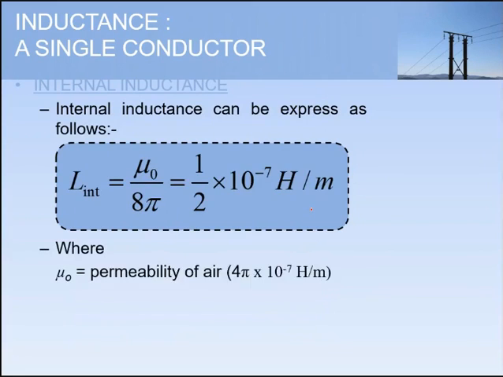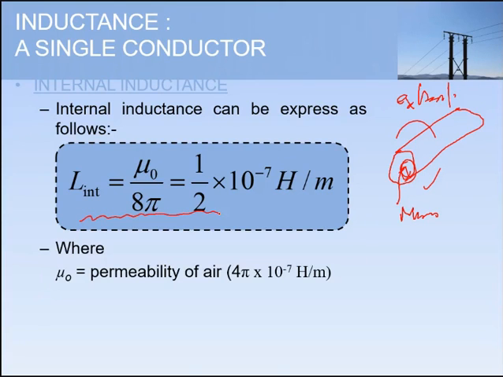When we have a single conductor, as I told you before, we have internal and external inductance. So when we have the single cable, there's the internal inductance, and the other is the external. Both internal and external inductance have their own equation. The internal inductance can be expressed as follows. This is the final equation of the internal inductance for the single conductor.